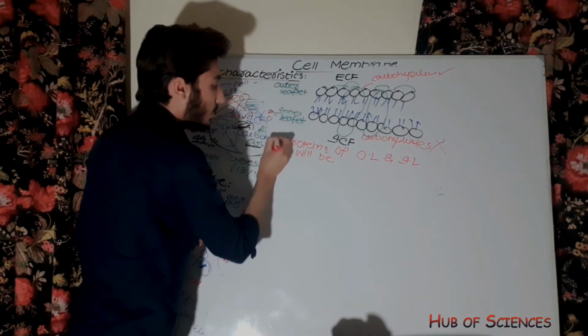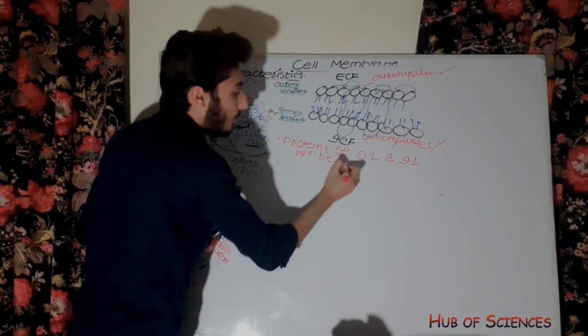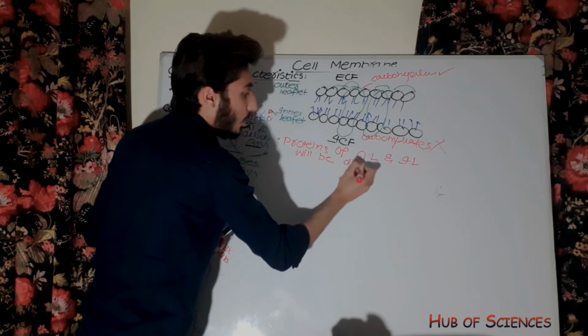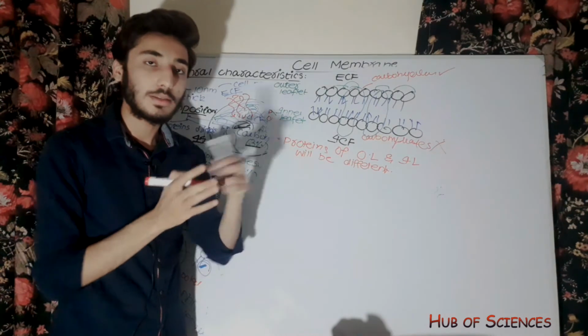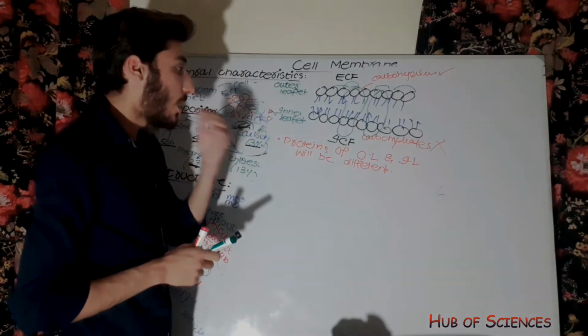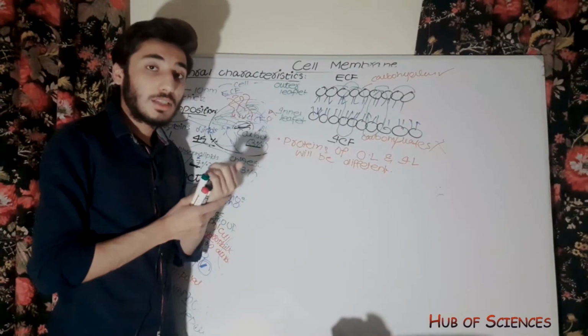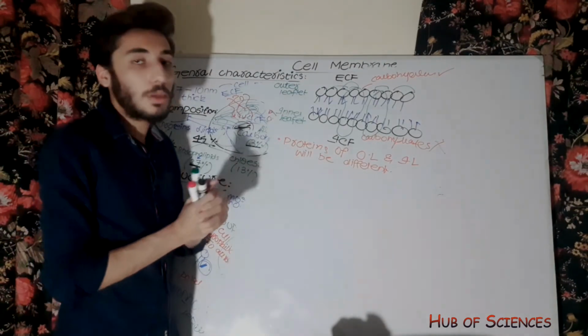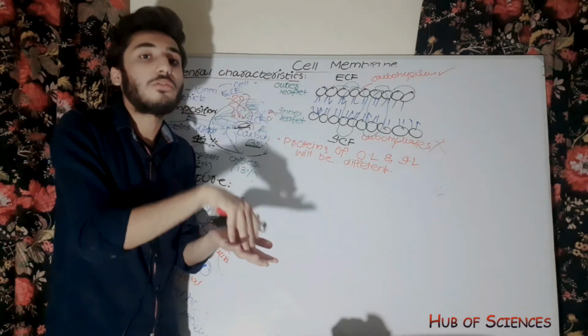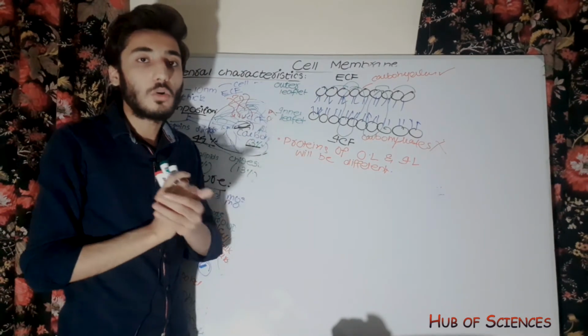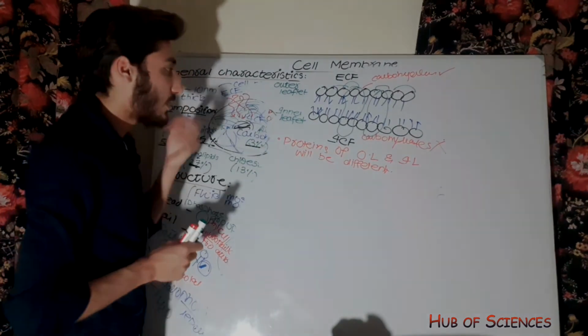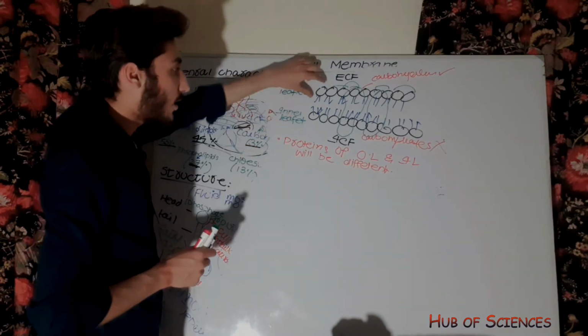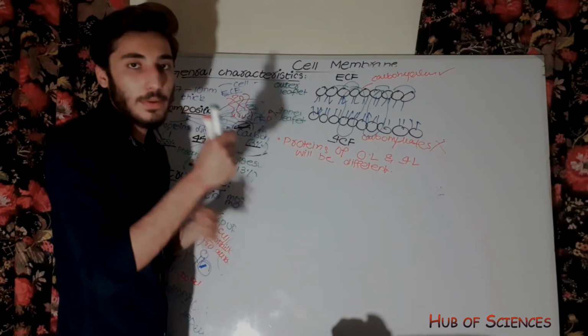So first we discuss the differences between the outer leaflet and inner leaflet. The carbohydrates are very abundantly present in the outer leaflet, whereas no carbohydrate is present in the inner leaflet. Then the proteins present in the outer leaflet, which faces the extracellular fluid, are different from the proteins present in the inner leaflet, which faces the inside of the cell, the ICF. Then the third major difference between the outer leaflet and the inner leaflet is the abundance of phospholipids.